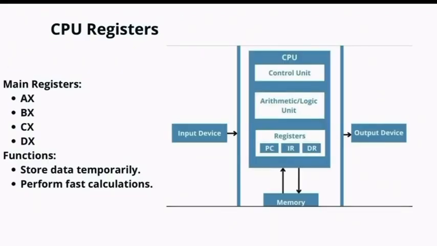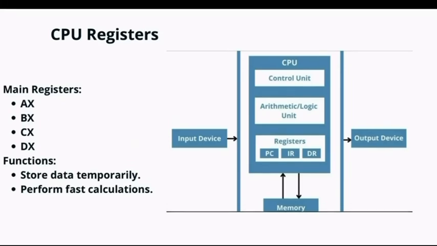Processor registers. Registers are small storage areas located inside the processor. They are extremely fast and are used to store temporary data. In calculations, some classic registers are AX, BX, CX, and DX. Understanding how registers work is fundamental to understanding assembly language and the internal workings of a computer.